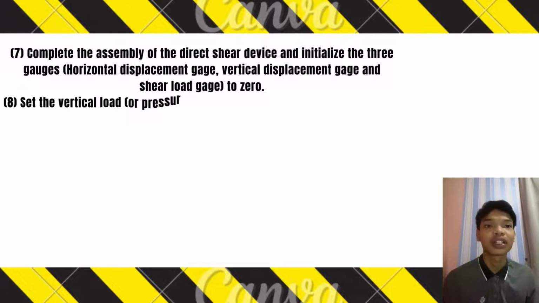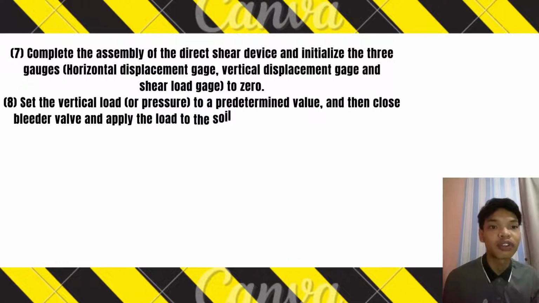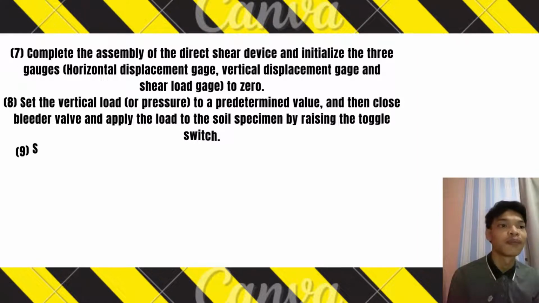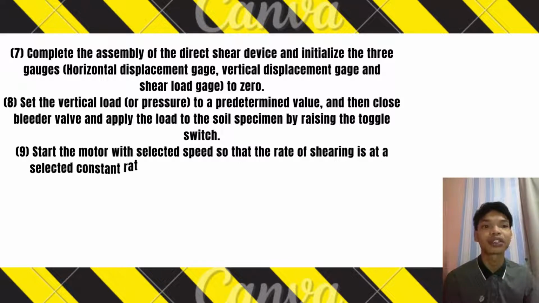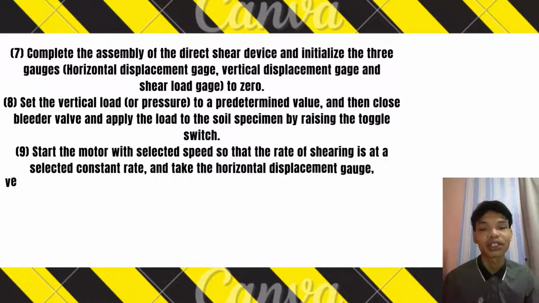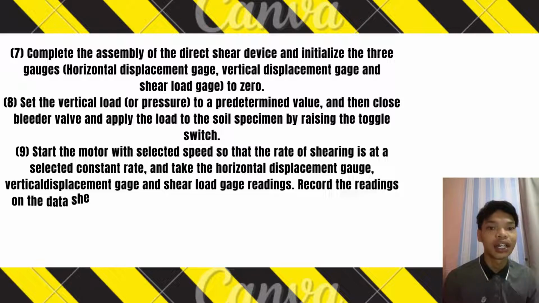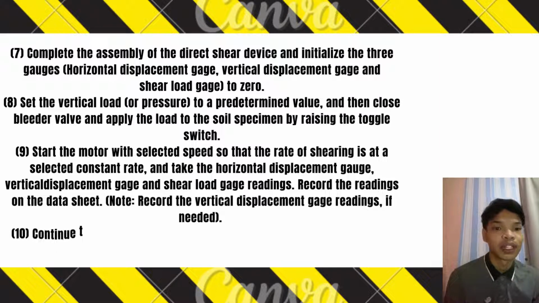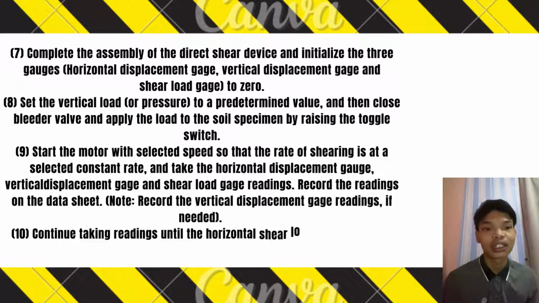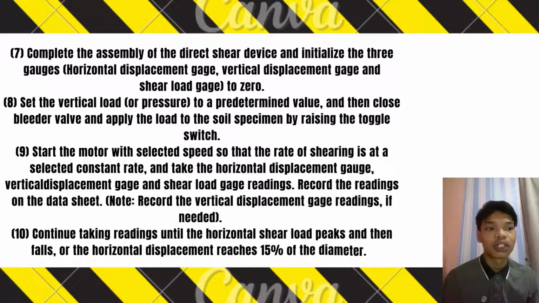8. Set the vertical load or pressure to a predetermined value, then close the breather valve and apply the load to the soil specimen by raising the toggle switch. 9. Start the motor with a selected speed so that the rate of shearing is at a selected constant rate, and take the horizontal displacement gauge, vertical displacement gauge, and shear load gauge readings. Record the readings on the data sheet. 10. Continue taking readings until the horizontal shear load peaks and then falls, or the horizontal displacement reaches 50% of the diameter.